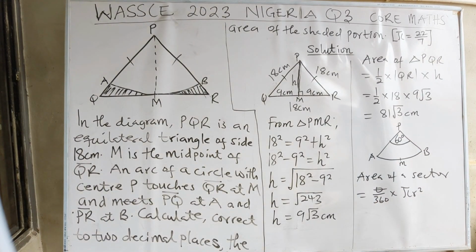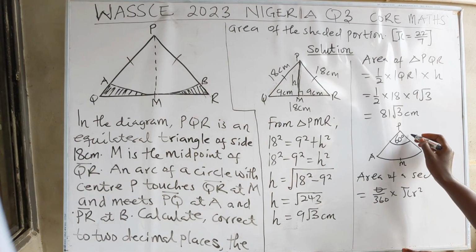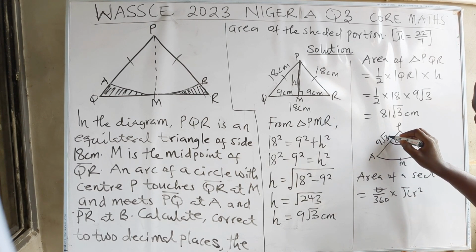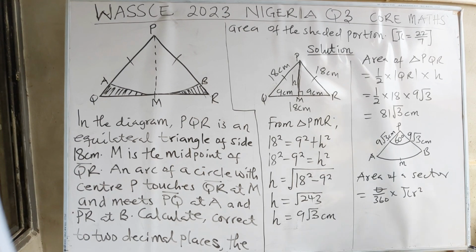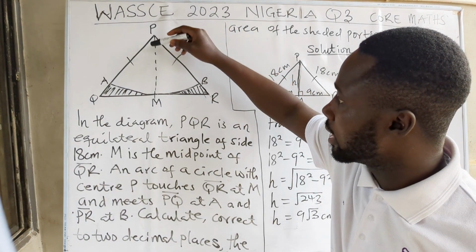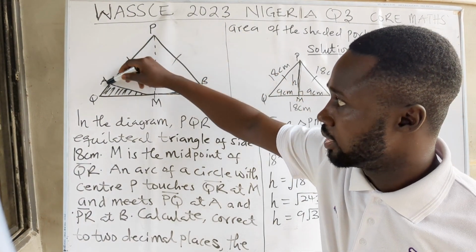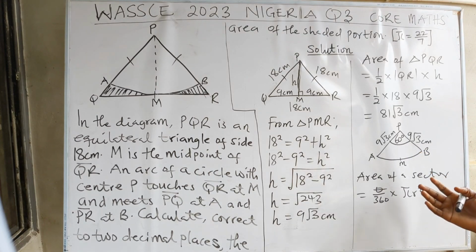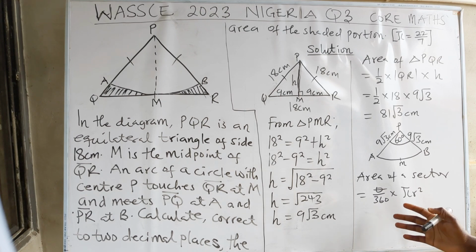So what is the height of the triangle? 9√3. If it's happening like that, then here will be 9√3, and then here also be 9√3 centimeters, because from the center here to the arc is the same as from here to here. So 9√3, 9√3, and then 9√3. Okay, I believe that is understood. So now we can find the area of the sector.